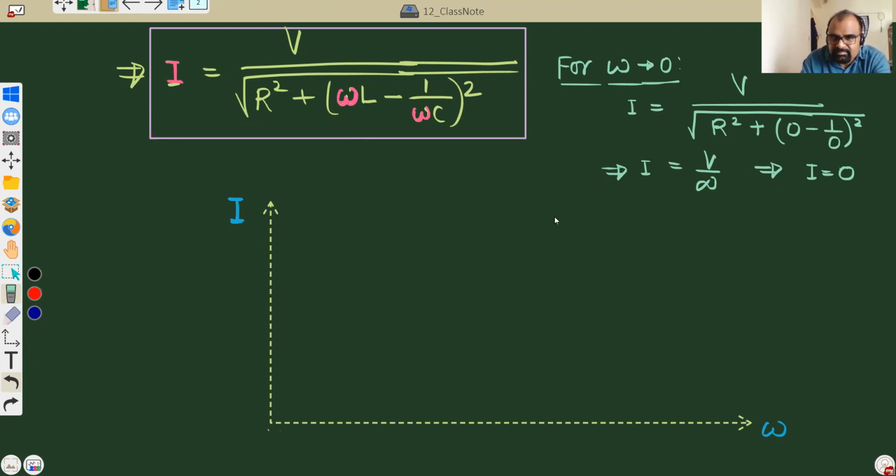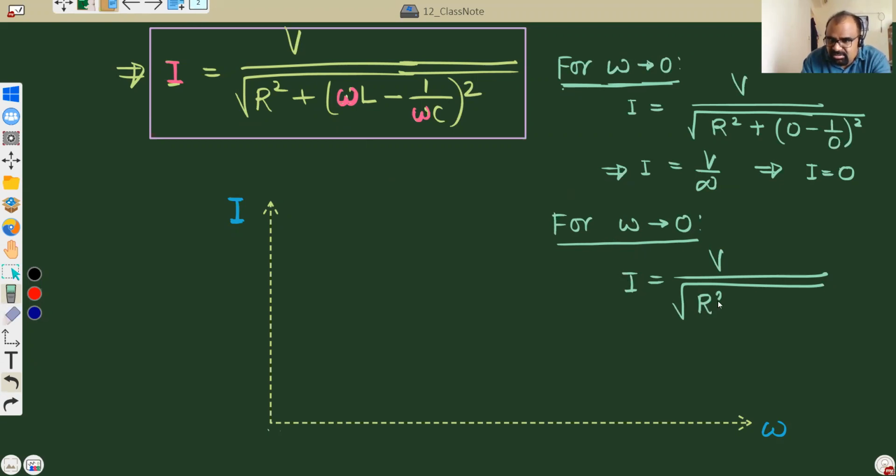And then, for omega tending to infinity, what will be the current? Current is V by this. Sorry, why tending to 0? Tending to 0, I have already done. Now I'm saying tending to infinity. So this will be infinity minus 1 by infinity square. So V by the square root of R square plus infinity square. So it is again infinity.